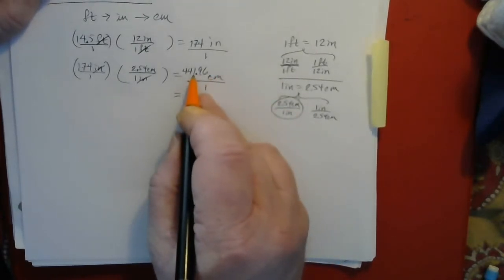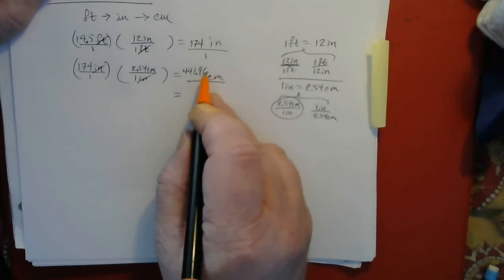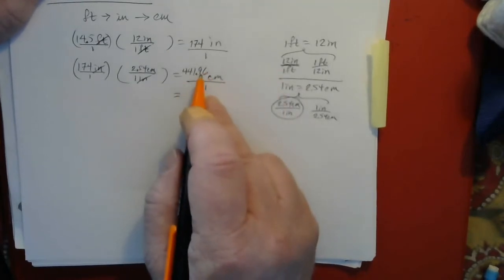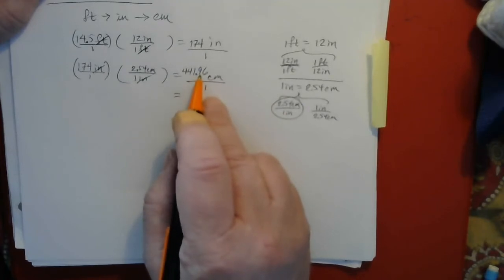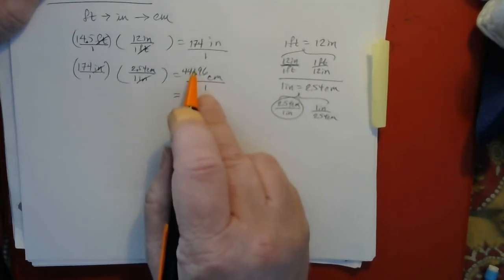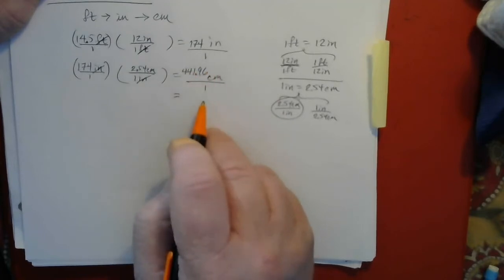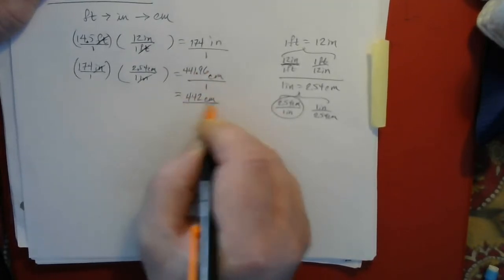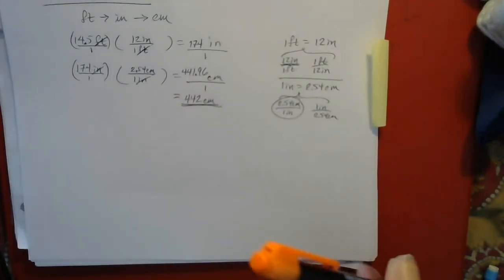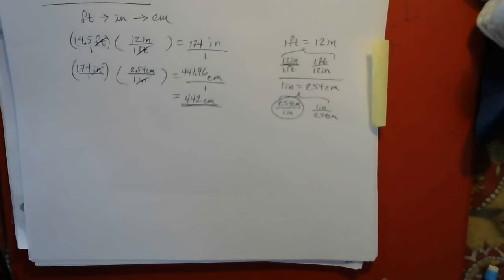So 4, 4, and 1 can stay, but the 9 and the 6 have to go. Keep in mind, we need to round this off now because the first number we're dropping is a 9, and that's greater than 5, which means the number before it has to go up by 1. So our official correct answer to the correct number of significant figures would be 442 centimeters. That would be equivalent to 14.5 feet.